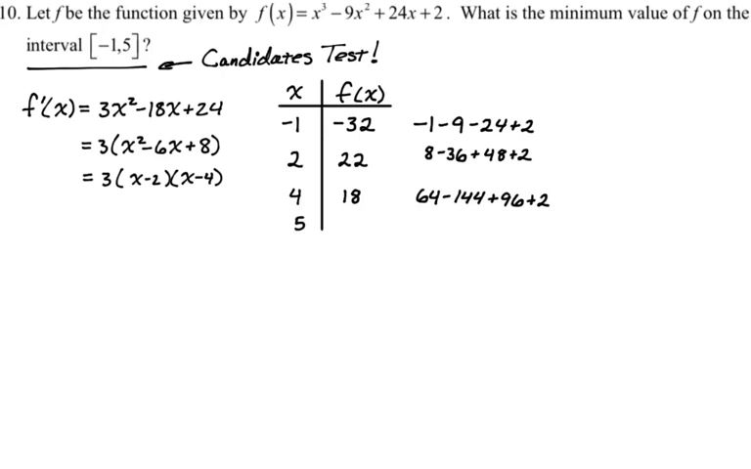And then at 5, this is just annoying arithmetic at this point. 125 minus 225 plus 120 plus 2. So you get negative 100, and then 20, and then 22. Okay, so the question was the minimum value. The minimum value you can see from the table is negative 32. And that's the final answer.